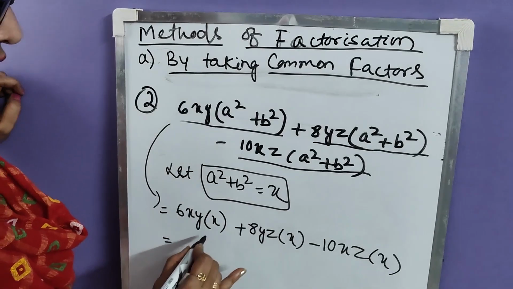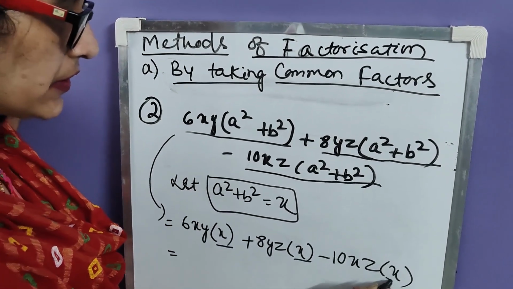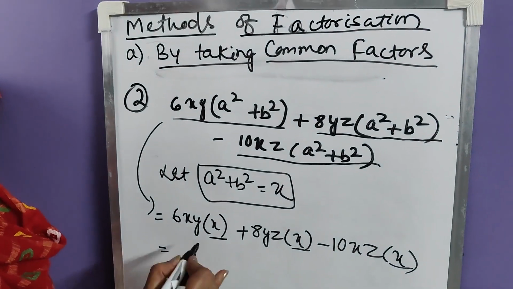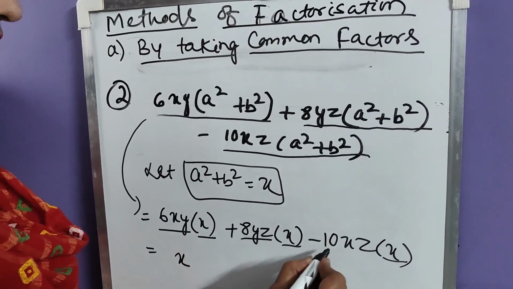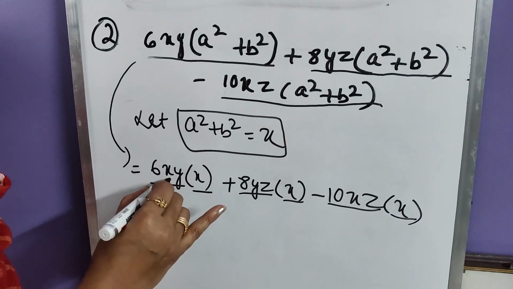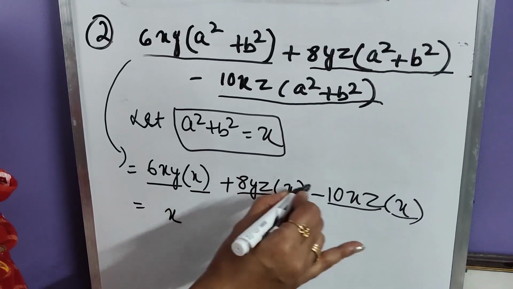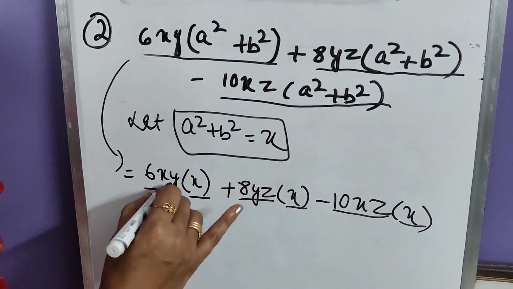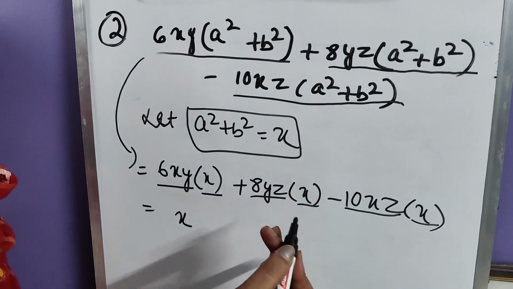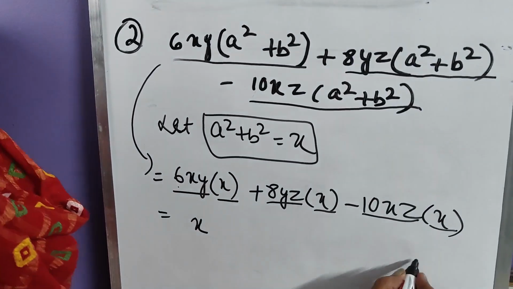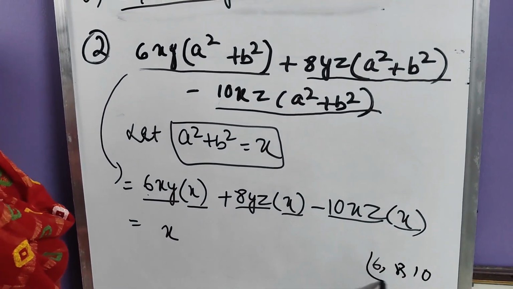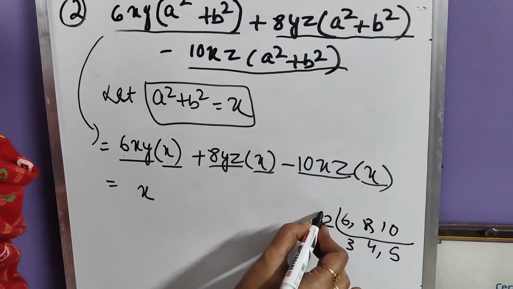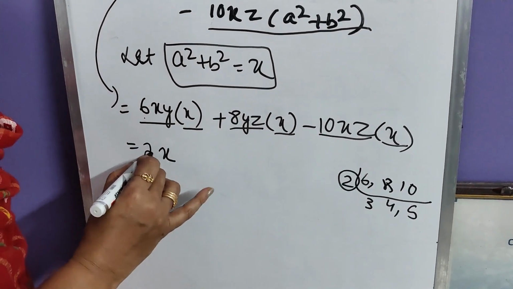So now here x is common, here x is common, here x is common. So we will take common as x, right? Then next 6xy, 8yz, 10xz. See here xy is there, and here x is not there, and here x is not there. Again y in both terms is there, here not there. So if you take the common HCF of 6, 8 and 10, what do you get? 2 times 3 is 6, 2 times 4 is 8, 2 times 5 is 10, right? So HCF is 2. So we will take common as 2x.